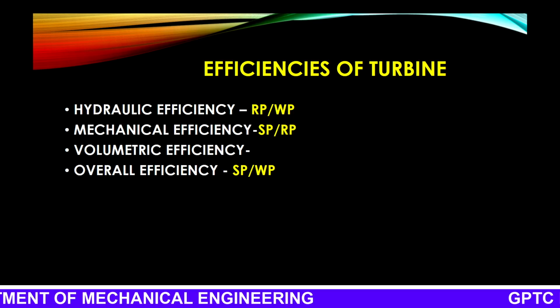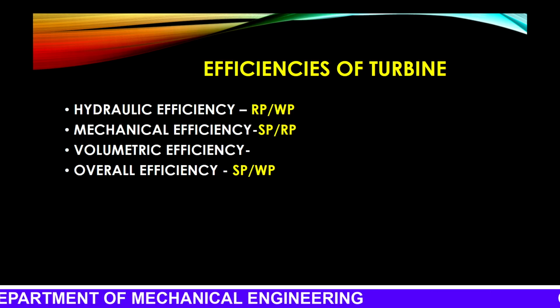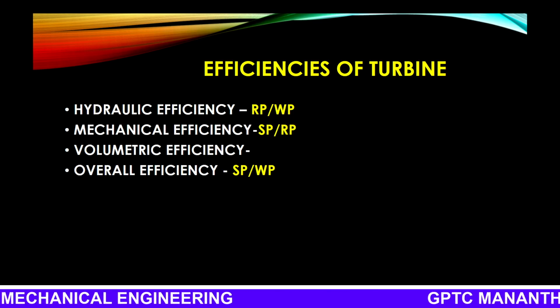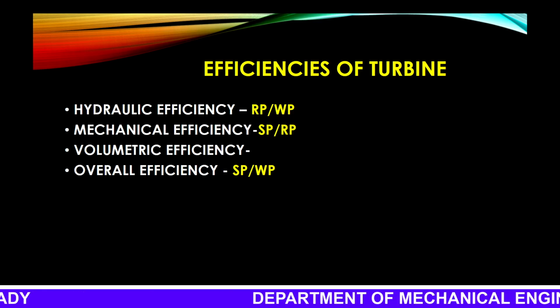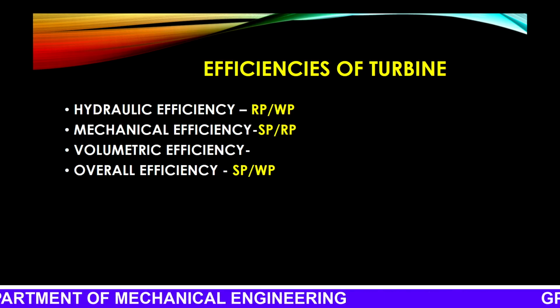Okay, power delivered to the runner. Runner means the rotating element of the turbine. So how much power is delivered by this moving water to the runner, compared to the power supplied at the inlet? So how much energy supplied at the inlet is available at the runner? This is our question.